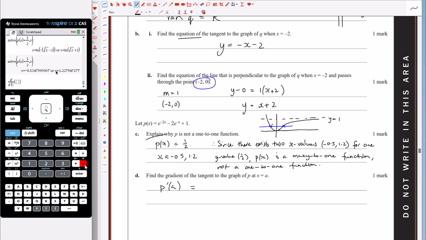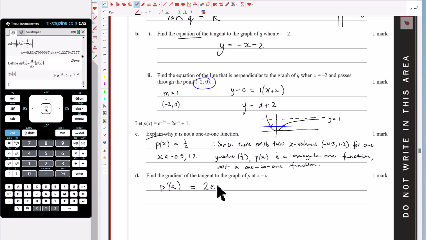And so we're going to differentiate. In fact, I like to define a derivative. I'm going to define, just in case we need to use it, derivative of p as being the derivative of p. And then it's really easy for me to just do derivative of p at a. Okay, so we get 2e to the negative a minus 2e to the negative 2a is the gradient of the tangent to the graph of p at x equals a.